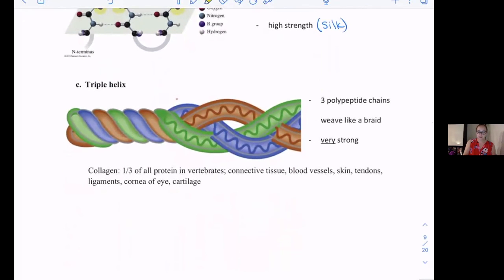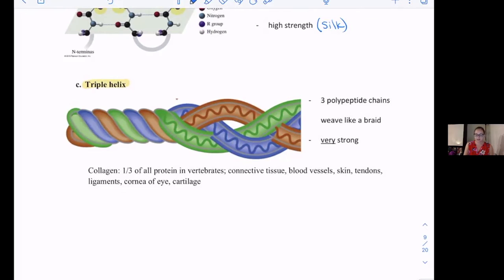The last one is called a triple helix. Why it's not a gamma triple helix, I don't quite know, but that's just me. These are when three polypeptide chains weave like a braid. They are very strong. We don't necessarily have a good predictor in terms of the R groups for what will cause these to happen, but these are the strongest form of our secondary structure.